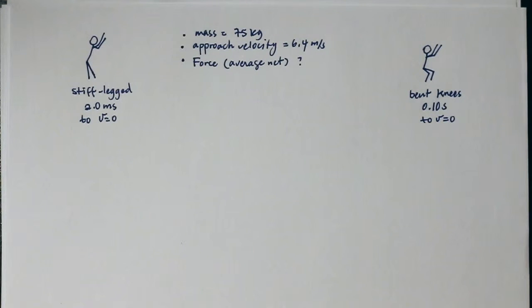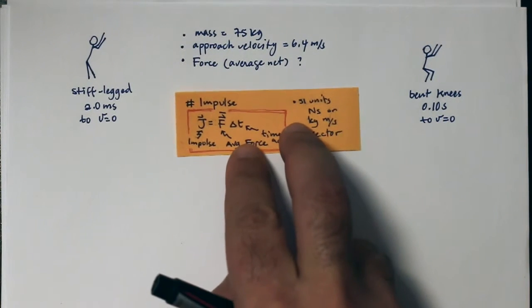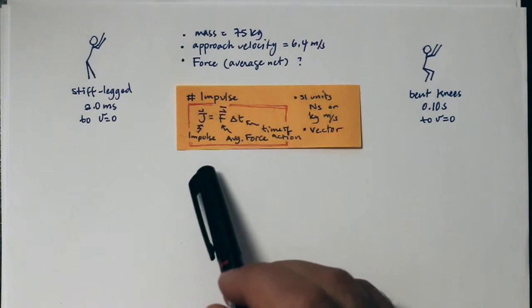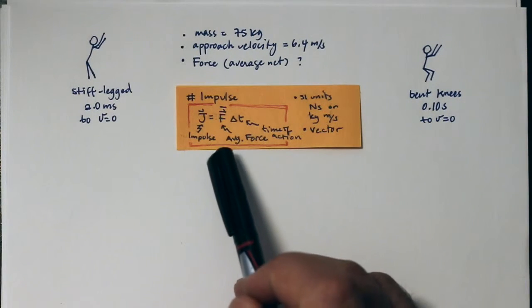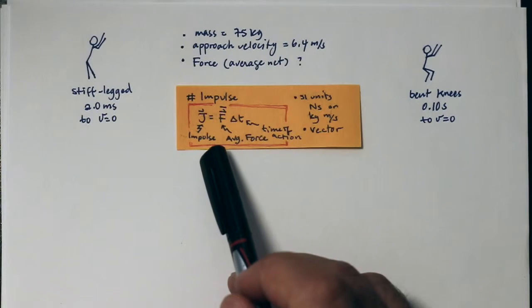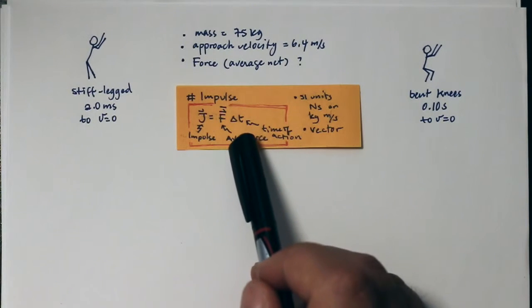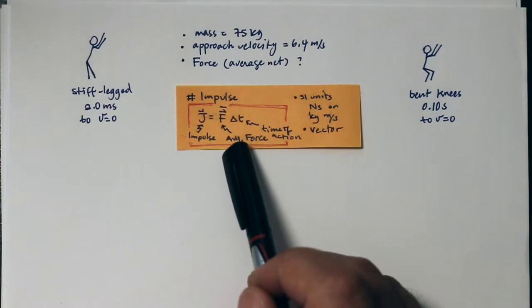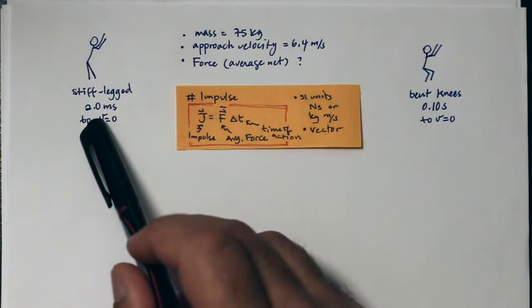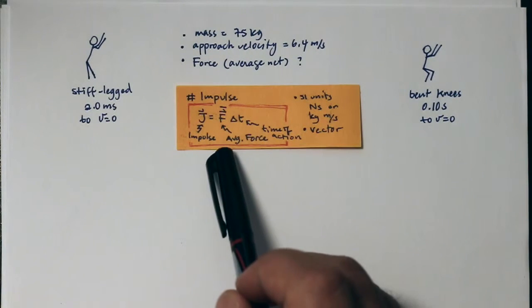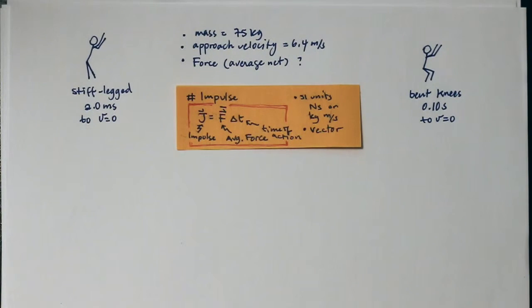Of course, to find out the average force, I think I need to calculate the impulse. Because the impulse is equal to the average net force multiplied by the time of action of this force. So if I know the time in both cases and I need to calculate the average force, that means I need to calculate the impulse.